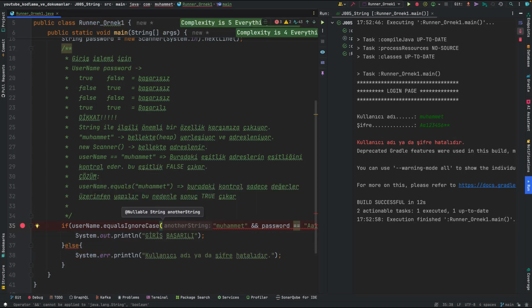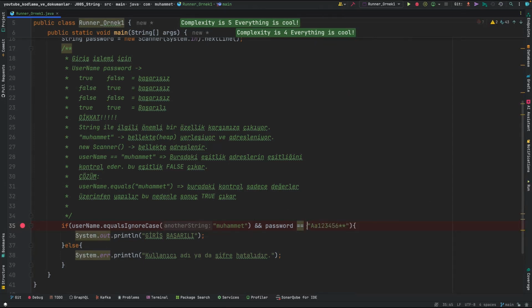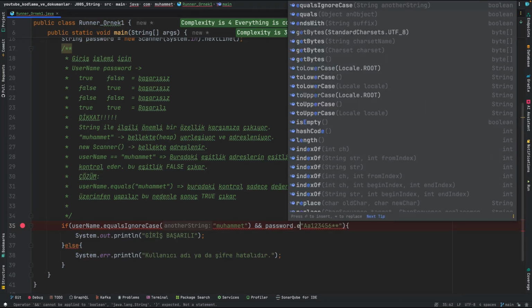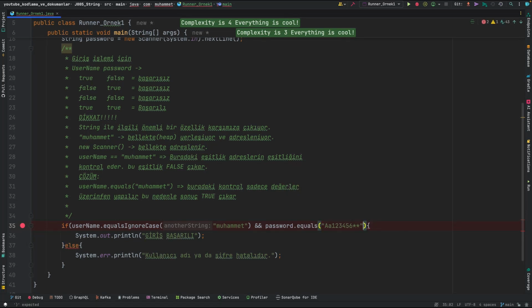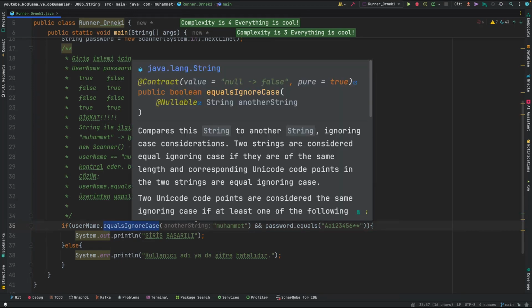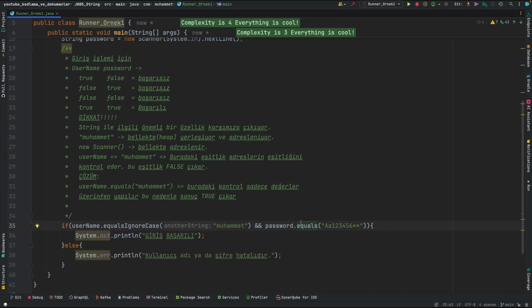In fact, it's even better to use equalsIgnoreCase. What does that mean? equalsIgnoreCase means don't worry about case sensitivity even if it's uppercase in one place and lowercase in another. Of course, you can't do something like that with passwords, guys. But you can do it with usernames. The uppercase and lowercase letter inequality, you don't have to worry about it. You can ignore it. But you can't do that with passwords. With passwords, you pay attention to uppercase, lowercase, special characters, everything.